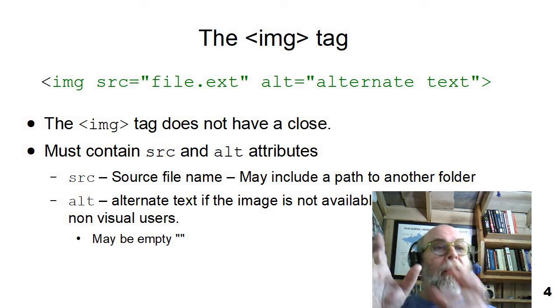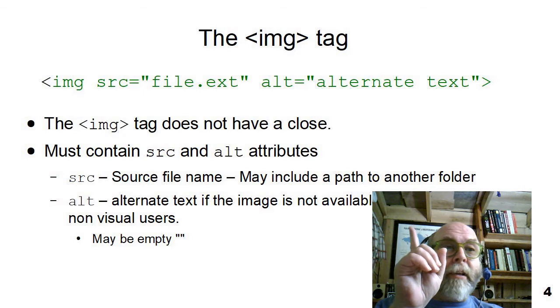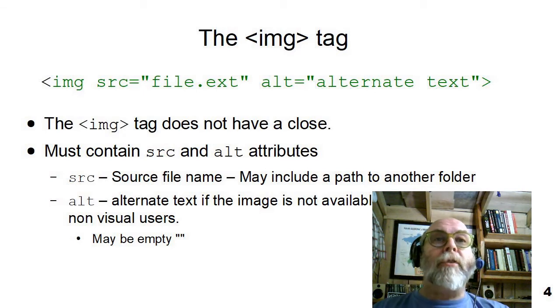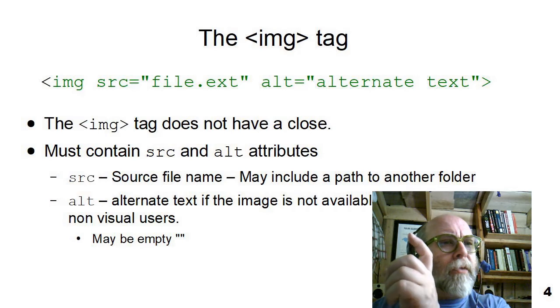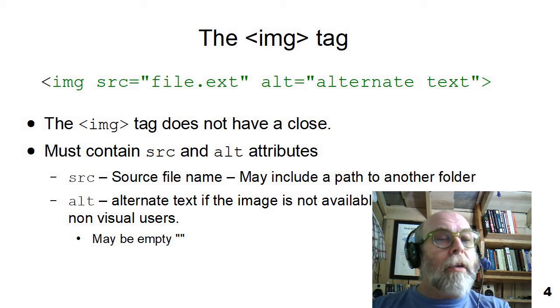So if it's in the same folder as your HTML file, you just put the file name there between the quotes after SRC. If it's in another folder, you put the folder name slash. If it's on another server, you put the fully qualified URL of the source of that image. Be sure to put the extension, dot whatever, dot JPEG, dot GIF, dot PNG. Be sure your extension is there.